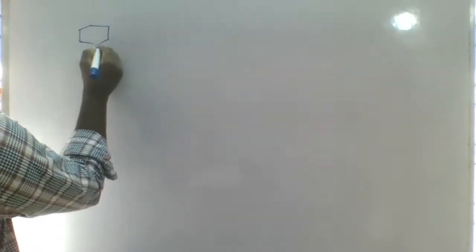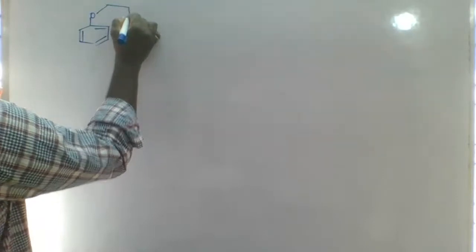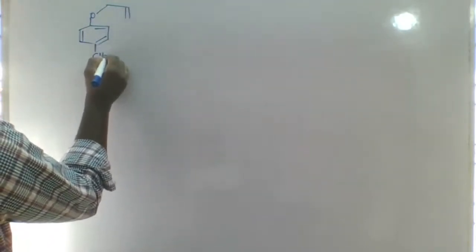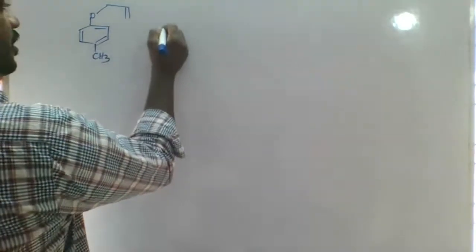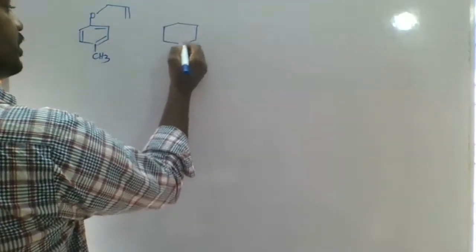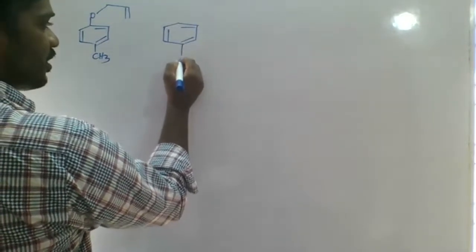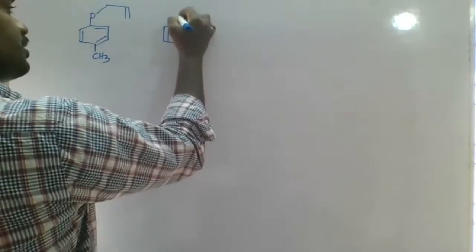So now taking the mixture of the allyl phenyl ethers. So here, a methyl group is present. Okay. So now we are taking the other one. Here, which group is there? A phenyl group is present.